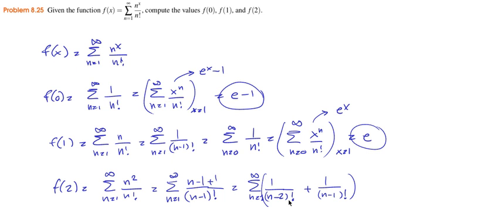And so this is the sum from n equals 1 to infinity of 1 over n minus 2 factorial, plus, and see that this is the same, plus f at 1. But f at 1 is e, right?